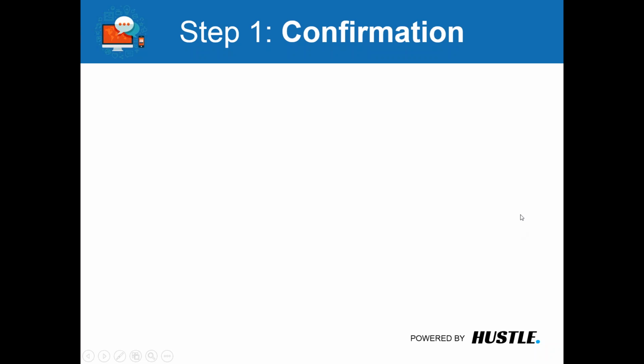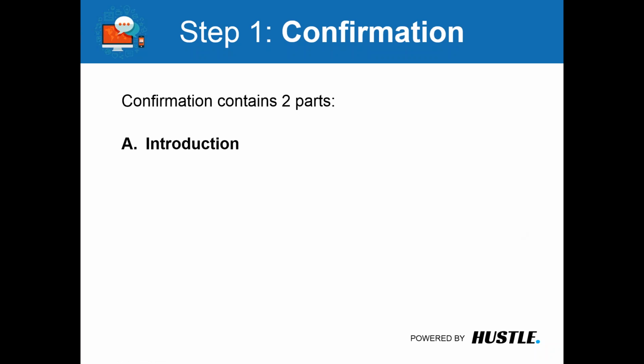Step number 1 is the confirmation. Okay, so you can use these and pull this information into your Hustle workbook. Confirmation contains 2 parts: the introduction, obviously, and the audience identification.